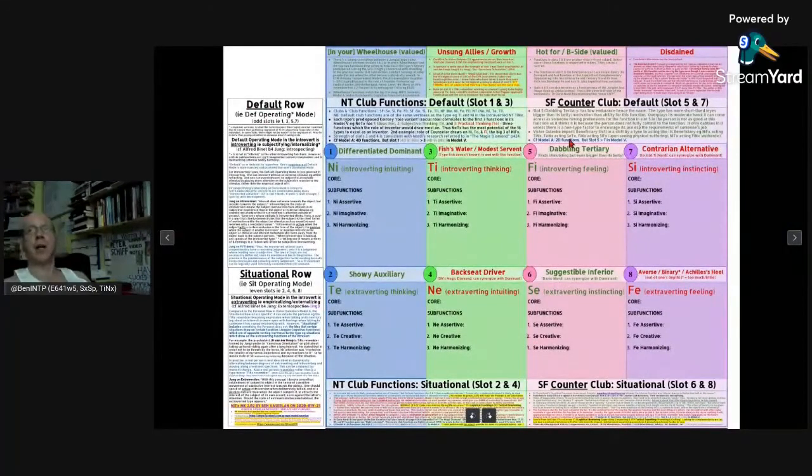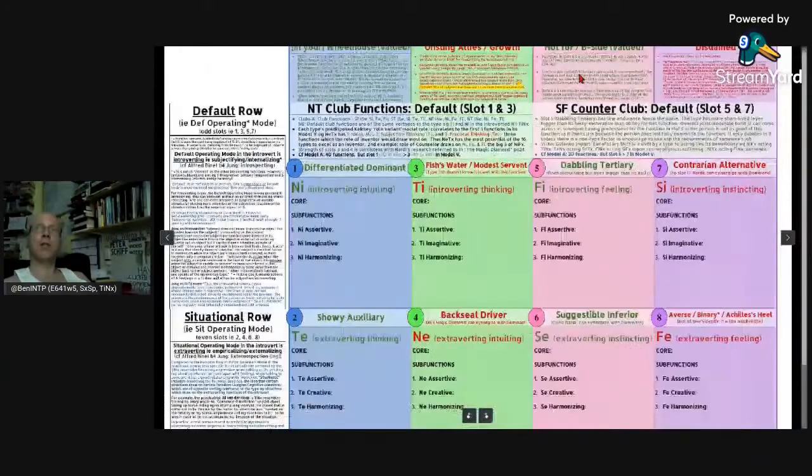Particularly happens when the INTJ gets older, say over 30. The B-side of the personality are the valued SF functions, SE and FI. So let's see what that means.